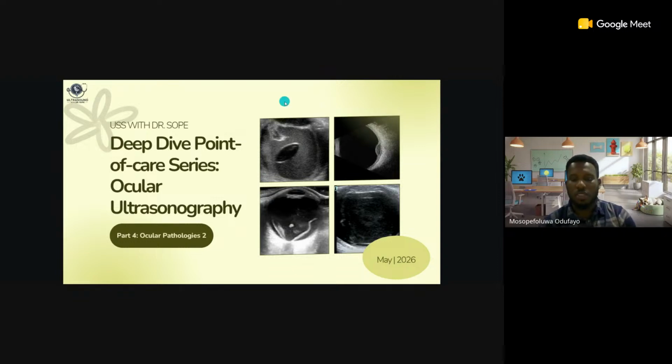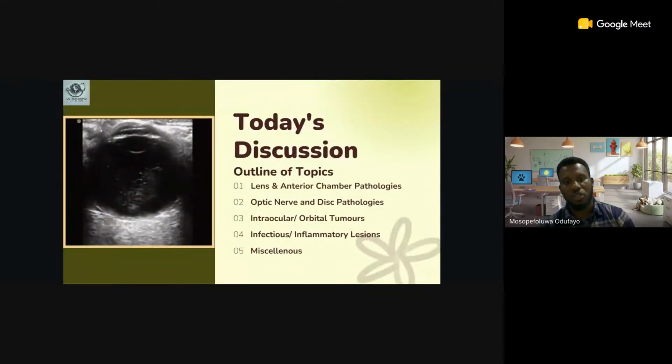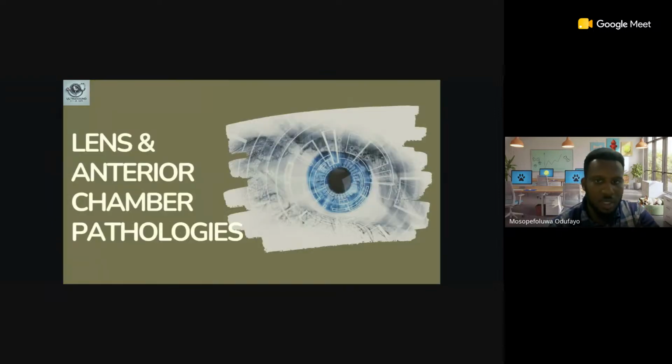So today we'll be talking about the second tranche of common ocular pathologies, and we'll be running through them such that we will be familiar with many of them when we look at them at the point of care. Is that okay? We talked about retinal, choroidal, and vitreous pathologies yesterday, but today we'll be talking about the lens and anterior chamber pathologies, optic nerve and disc pathologies, tumors, infections and inflammatory lesions, and miscellaneous, all other unclassified pathologies, basically, that we will be seeing.